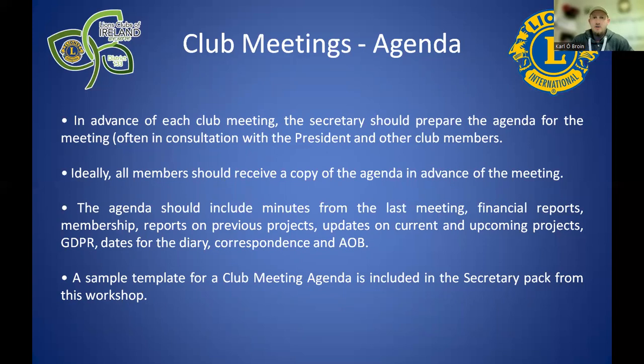The agenda should include minutes from the previous meeting, the financial reports, a membership report, report on all previous projects, updates on current and upcoming projects, a section for GDPR, dates for the diary for members, any correspondence, and AOB, any other business. A sample template for the club meeting agenda will be included in the Secretary pack if you are attending this workshop in person. And again, if not, you can email secretary@lionsclubs.ie and I will send it out to you.